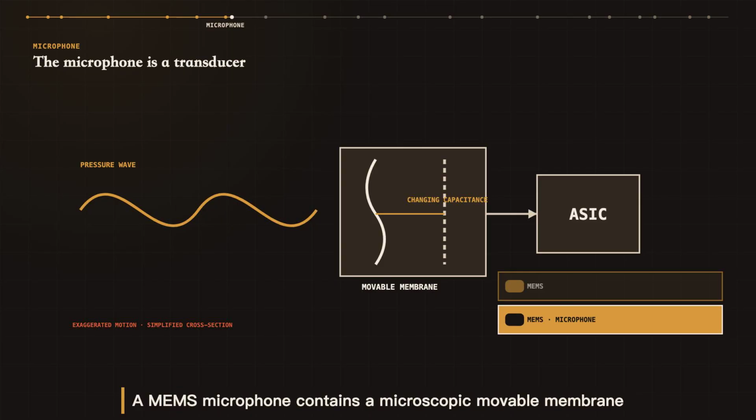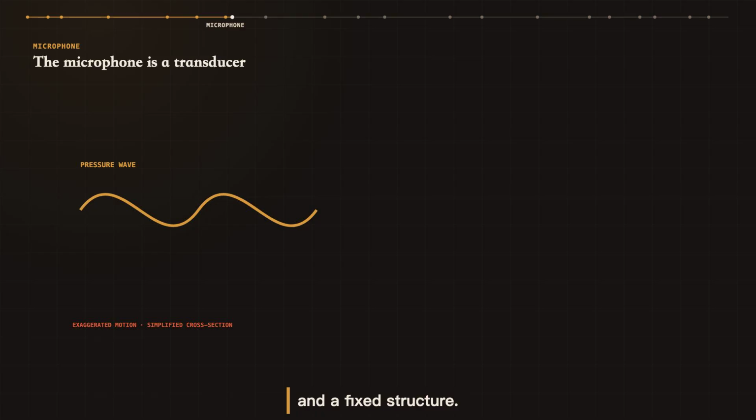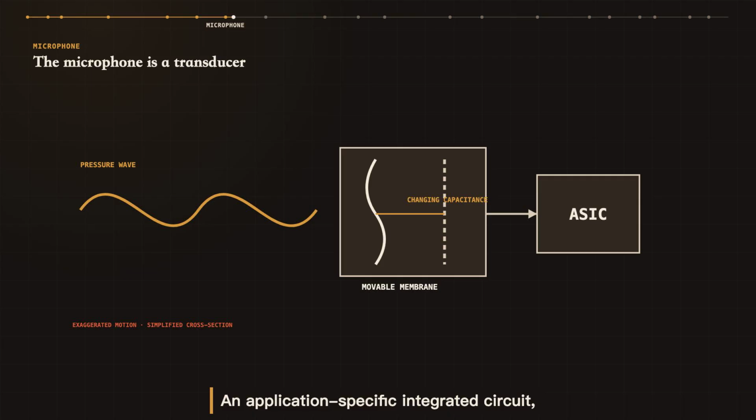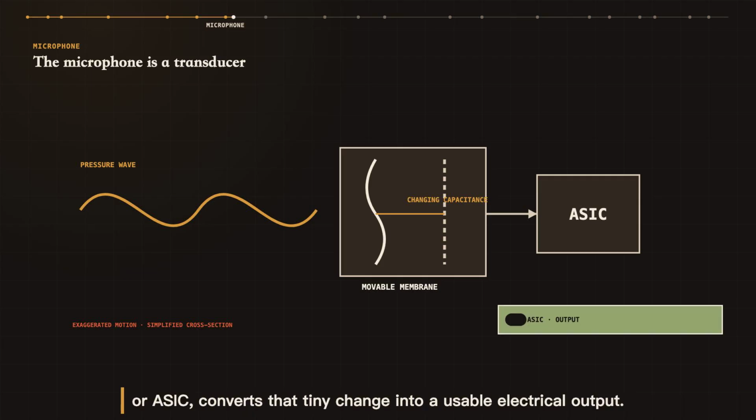A MEMS microphone contains a microscopic movable membrane and a fixed structure. Incoming sound pressure moves the membrane. The movement changes a capacitance. An application-specific integrated circuit, or ASIC, converts that tiny change into a usable electrical output.